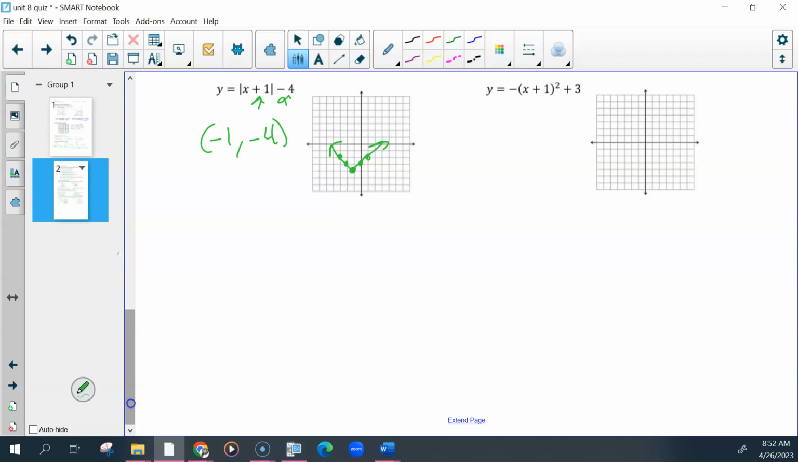This one, same thing. The vertex, look at the inside and outside pieces. So negative 1, positive 3. This was flipped upside down. So comparing it to the original, it would go down 1, right 1, down 1, left 1, and then out 2, down 4. Some of you did the next point, but that wasn't necessary. And make sure you have arrows. And as long as you graphed it correctly and wrote your vertex, you got those 2 points. Questions on that?